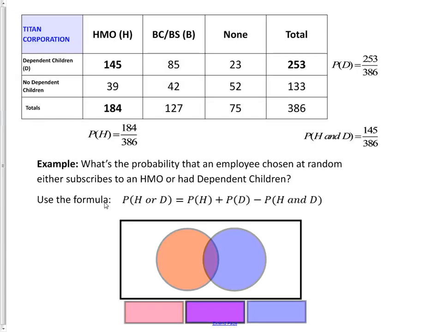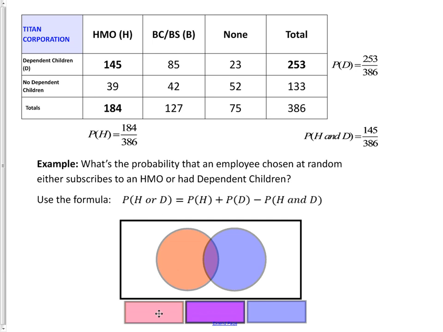But maybe we could show with an example here. And I'm just going to show you this one, sort of an interesting example. Let's say we have the Titan Corporation, and some of their employees have HMOs, and some have Blue Cross Blue Shield, and others have none, no health insurance at all. Not only that, some of their employees have dependent children, other people have no dependent children, right? There are 386 total employees in this corporation. So we would say, well, what's the probability that an employee chosen at random either subscribes to an HMO or has dependent children, P, H, or D?